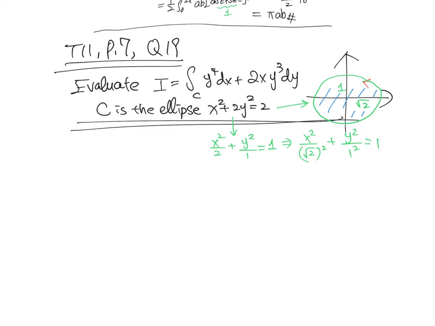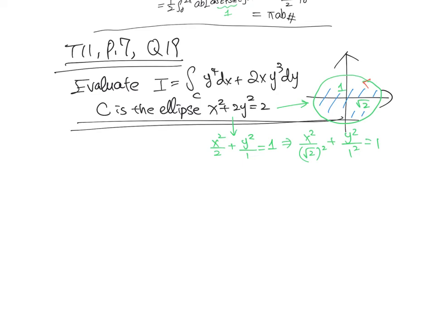So therefore, we just change the 2 to square root 2 all squared. So we get this. This is the length of the semi-major axis. So this is square root 2. This is 1. So we get this ellipse.